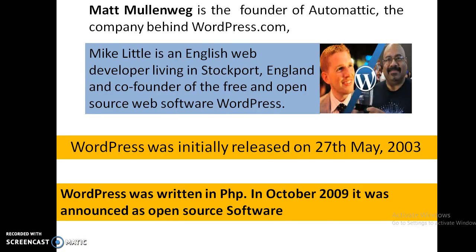Here, we can see the founder and co-founder of WordPress.com. Matt Mullenweg is the founder of Automattic, the company behind WordPress.com. And Mike Little is an English web developer living in Stockport, England. He is the co-founder of the free and open source web software WordPress.